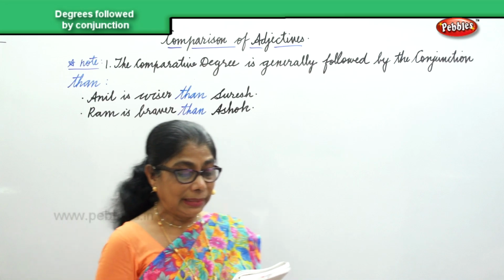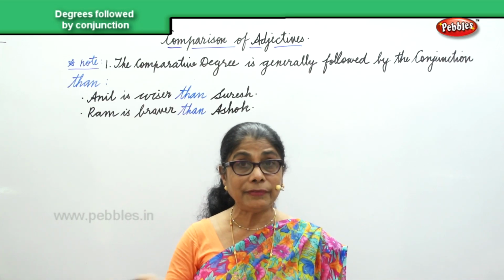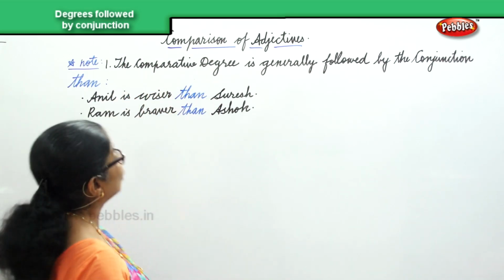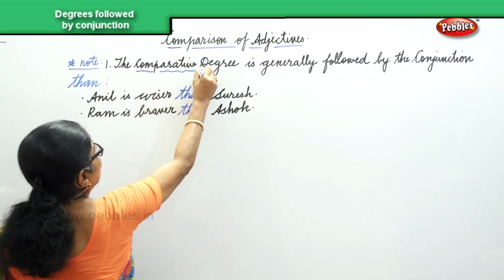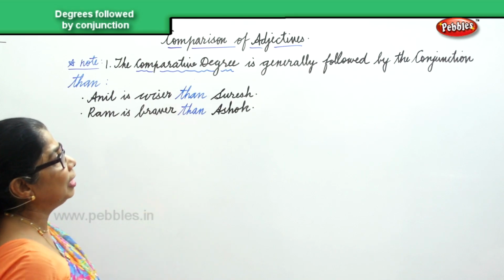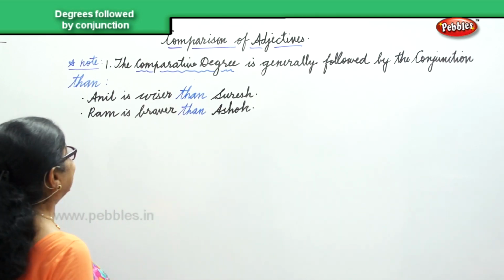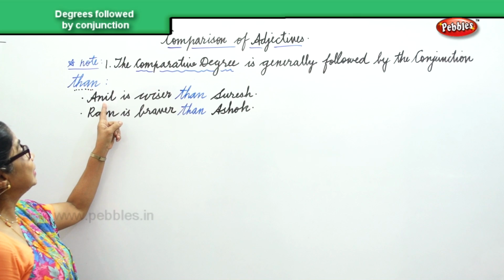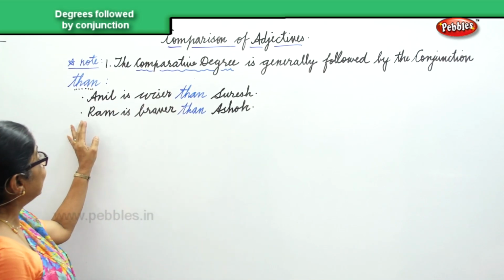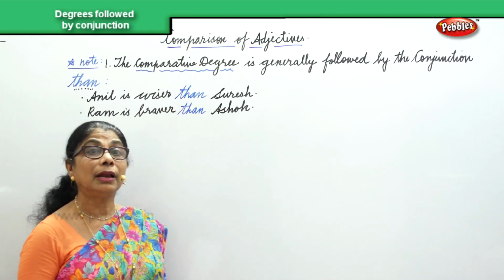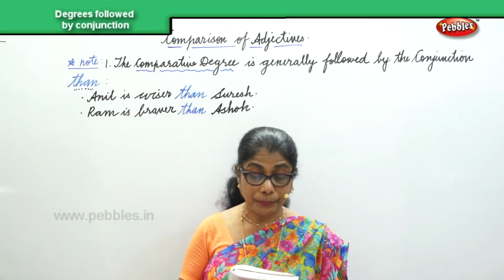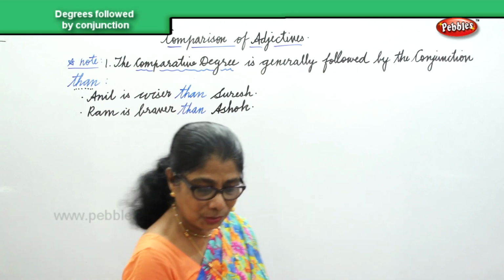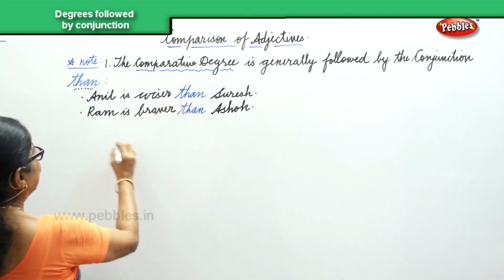Okay, but the comparative can be used even without than. Here we are talking about a comparative degree. We're making note that the comparative degree is generally followed by the conjunction than. So we are looking at than very closely. So we have the sentence, Anil is wiser than Suresh, Ram is braver than Ashok. But they also say the comparative can be used without than. So we're going to look at that, but we have to remember one thing.